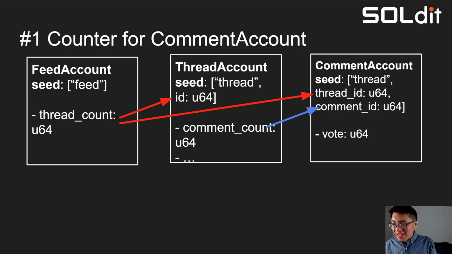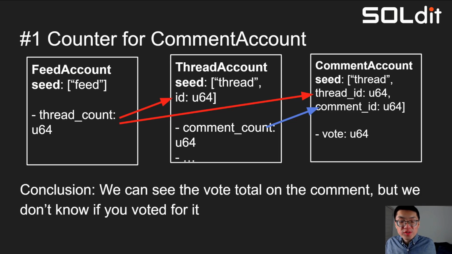So we just add this counter, and we just increment and decrement the value depending on the votes that are made. So the conclusion of this solution is it's great because we can see the vote total a comment gets, but we don't know who specifically voted for it.